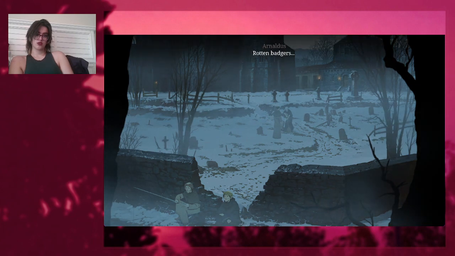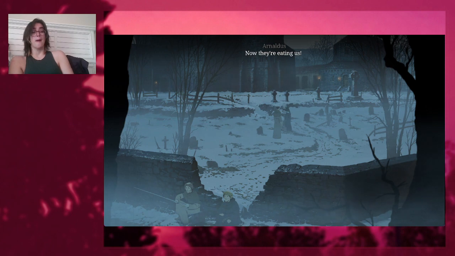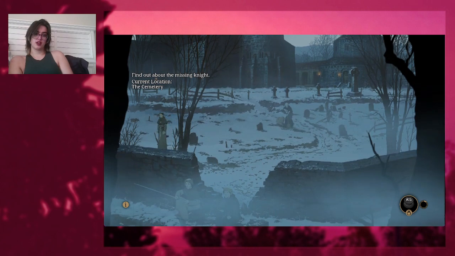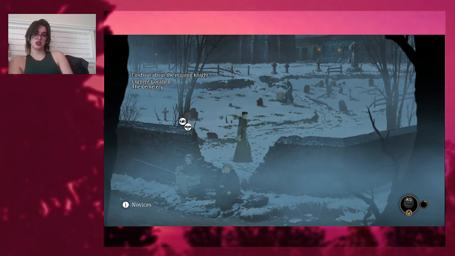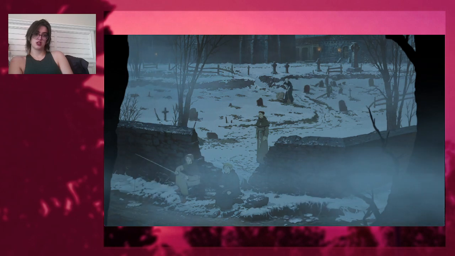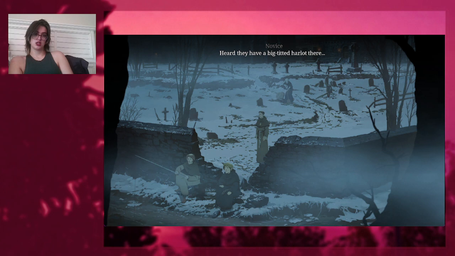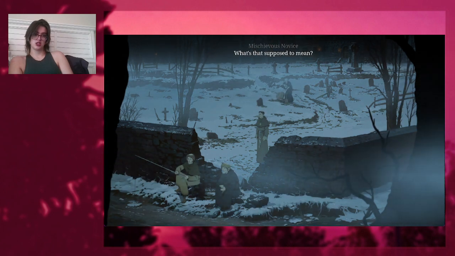Rotten edges. We used to eat them. Now, they're eating us. Body. We should go to Shiring sometime. Heard they have a big-titted harlot there. One that would even do you. What's that supposed to mean?